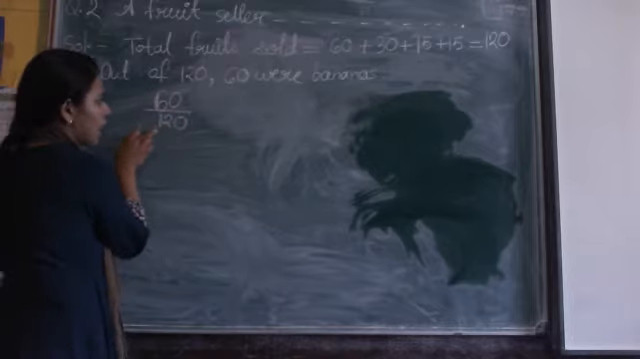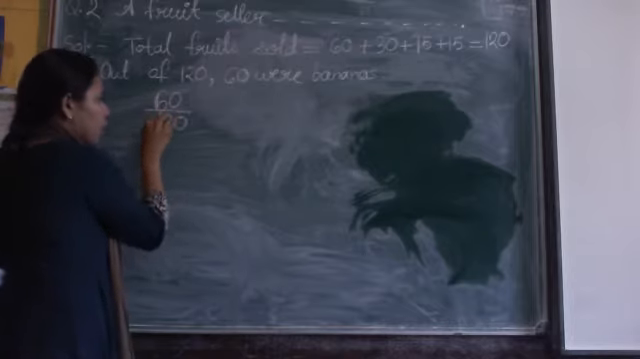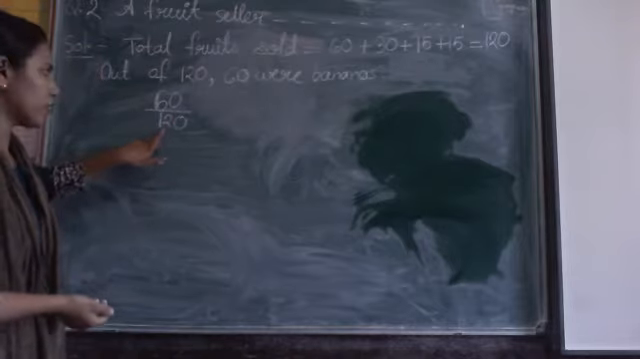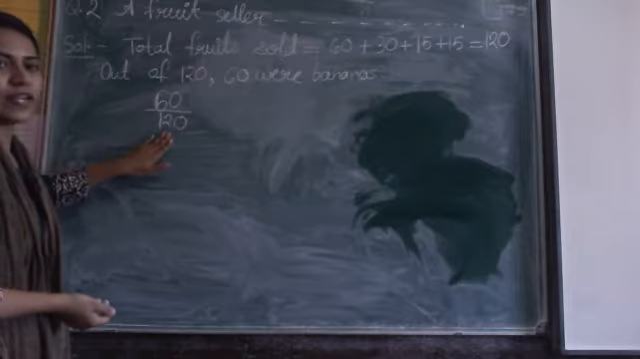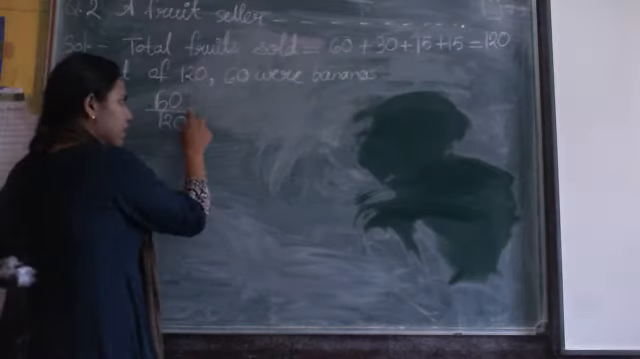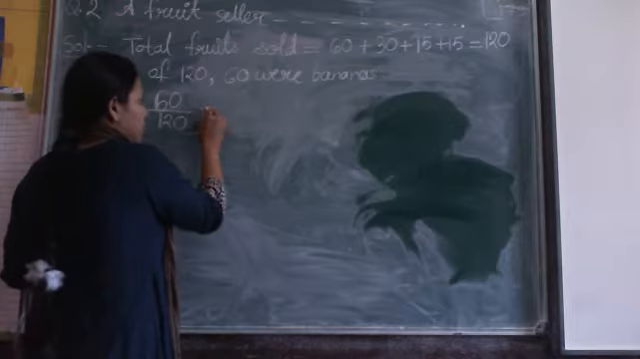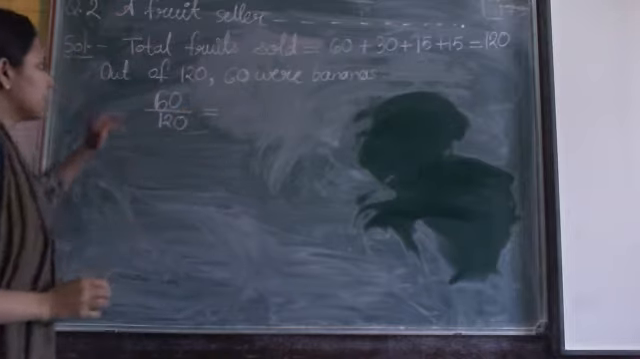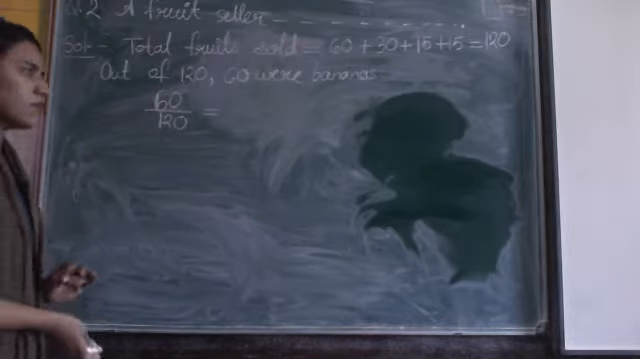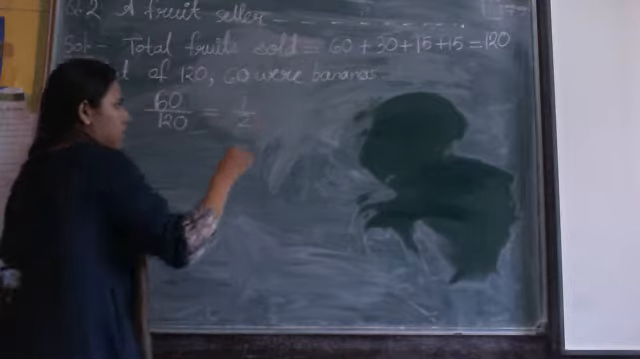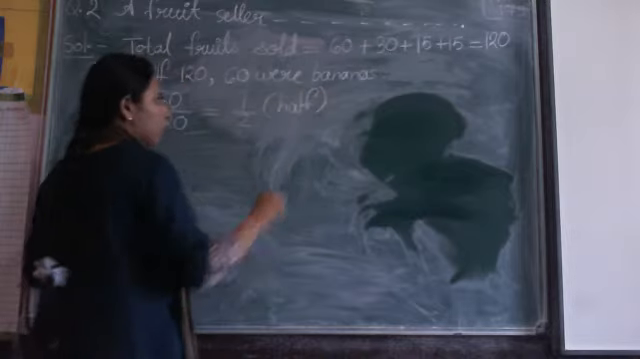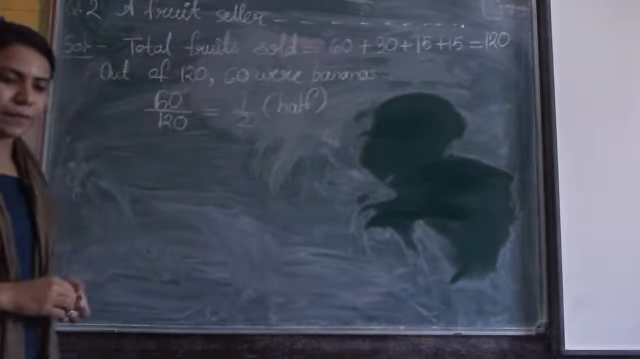We remember we always write the total in the denominator part. So total fruits are 120, and out of 120 fruits, 60 were banana fruits. Total we always write below the upon line, in the denominator part. So 60 upon 120. When we simplify this, we will get 1 upon 2 as our result. 1 upon 2 means, in bracket I am writing, half.